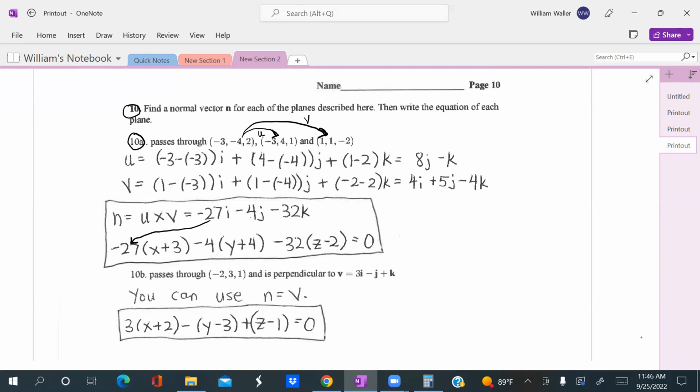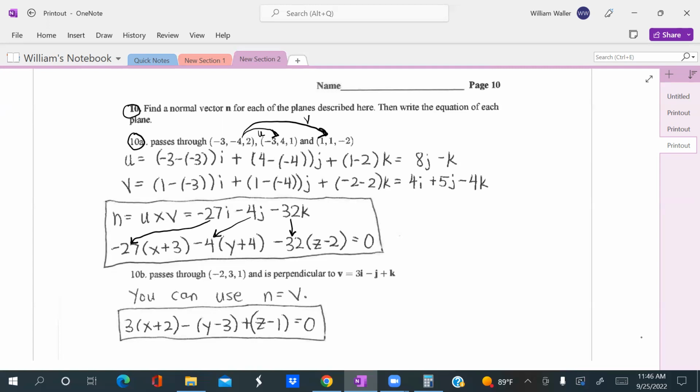Then take the j component and multiply it by y minus the y coordinate of your point. So you get y minus a minus 4, which is y plus 4. Then take the k component of your normal vector and multiply that by z minus the z coordinate of the point you're using that's in the plane. So you get z minus 2 here. Set that equal to 0. There's the equation for your plane.